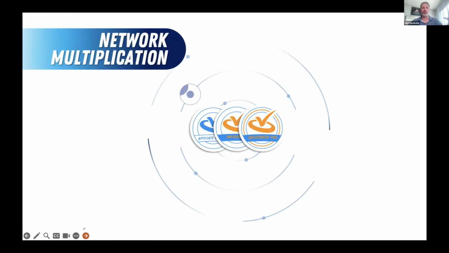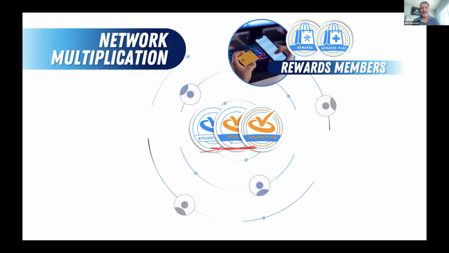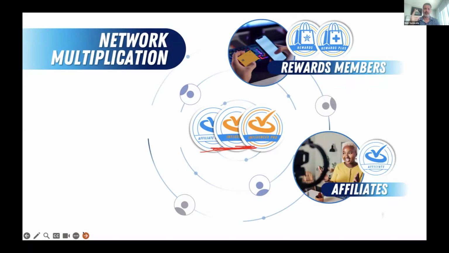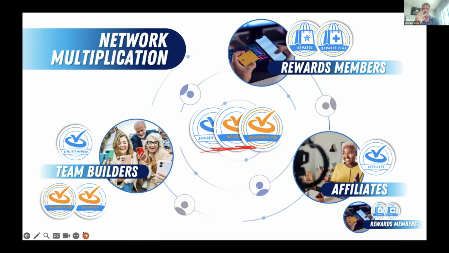Then we multiply. We leverage the network effect, which is why you're here. We've got 3 different types of licenses that build teams. What do they do? They get customers, they get affiliates that get customers, they get other team builders who get customers and get affiliates who get customers. And that's how it multiplies.